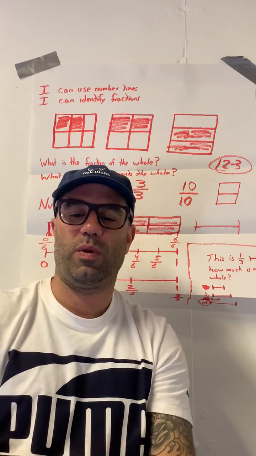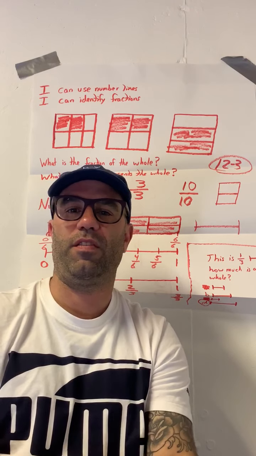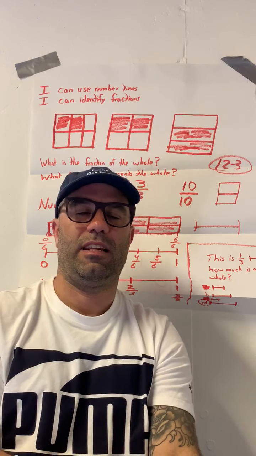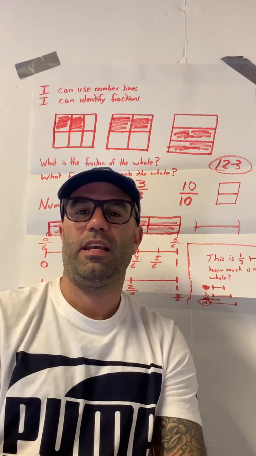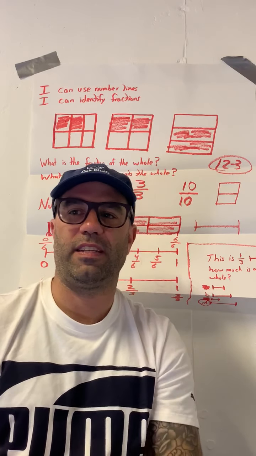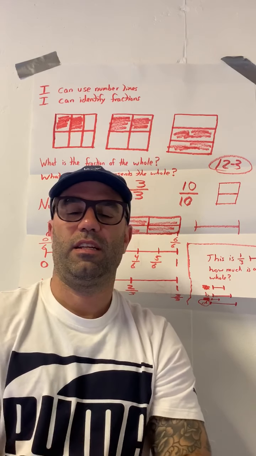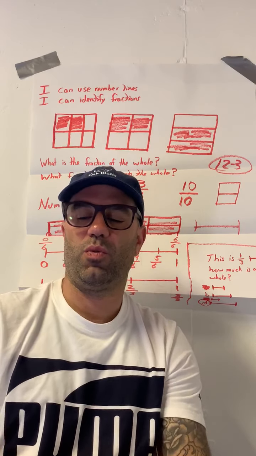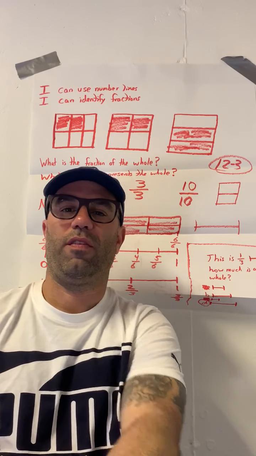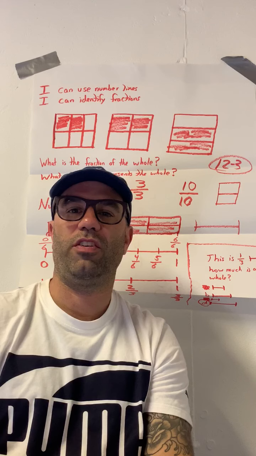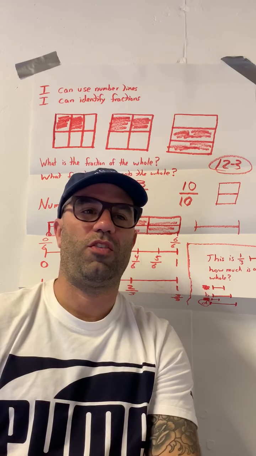Nines: 9, 18, 27, 36, 45, 54, 63, 72, 81, 90, 99, 108. Tens: 10, 20, 30, 40, 50, 60, 70, 80, 90, 100, 110, 120. Let's go 11s. 11, 22, 33, 44, 55, 66, 77, 88, 99, 110, 121, 132.